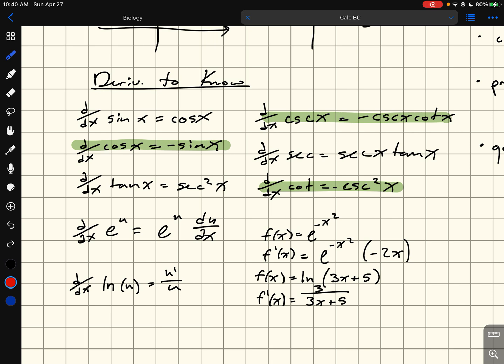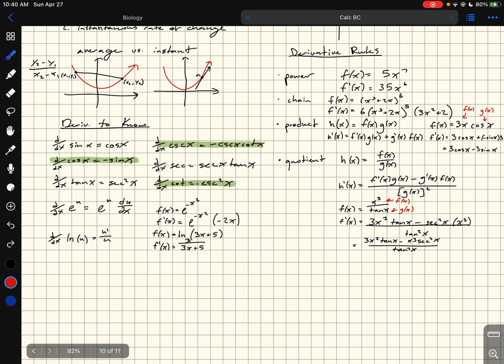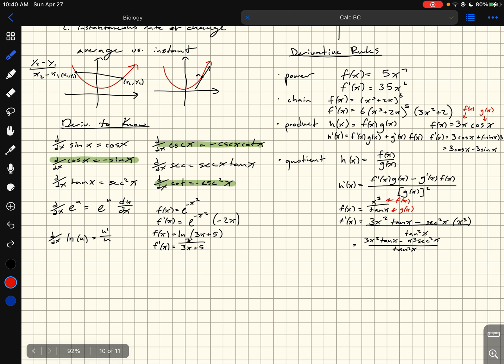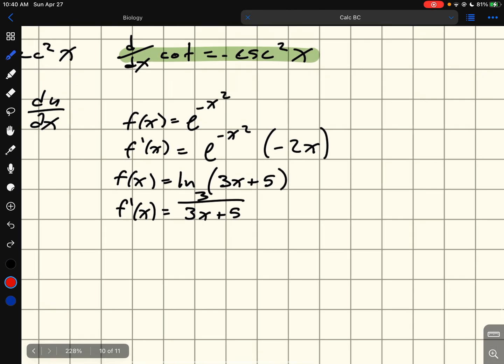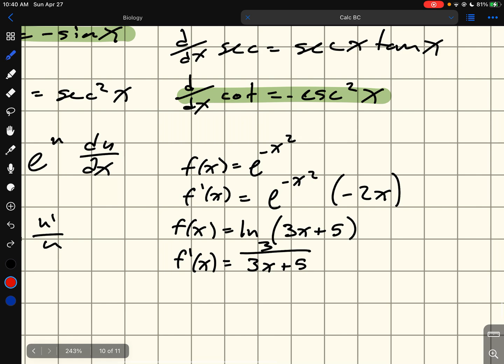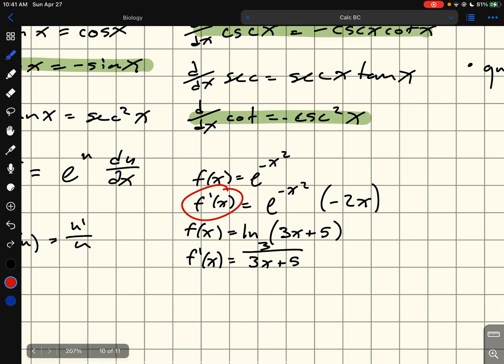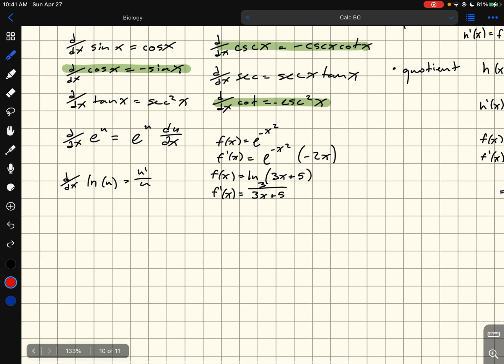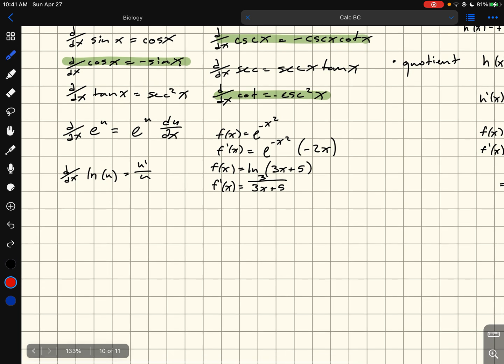So let's talk about implicit differentiation. Implicit differentiation is just doing derivatives, but with both x's and y's. Generally, when we take a derivative, we just write f as f prime, but in implicit differentiation, we're actually involving that f in our derivative.